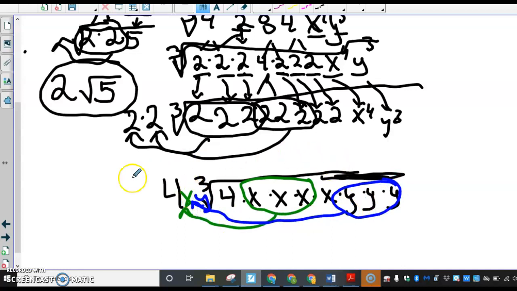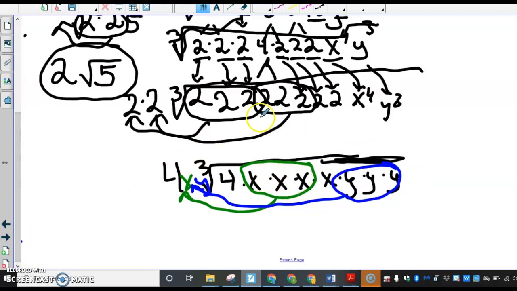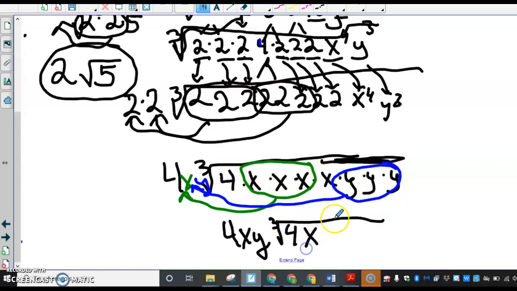All right, so let's figure out my final answer now. Okay, so my final answer will be: the 4 is still out front. We were able to take out 1 x and 1 y, and everything else stays under that cube root. So there's still a 4 under here and an x under here. So the final answer is 4xy times the cube root of 4x.